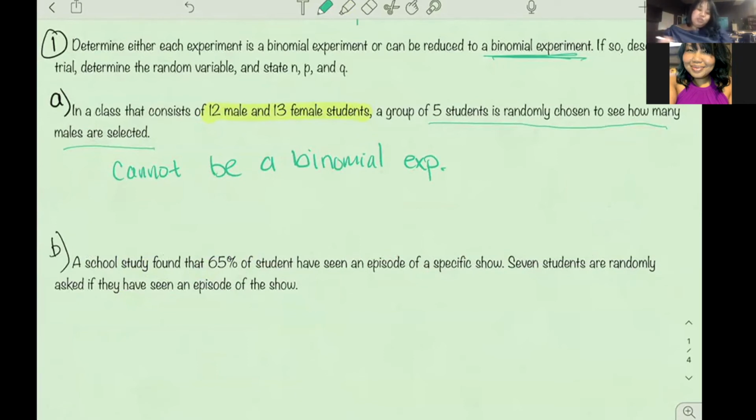So let's see the next one, because there's no point in us finding the other things if it can't be a binomial experiment. So let's try the next one. A school study found that 65% of students have seen an episode of a specific show. 7 students are randomly asked if they have seen an episode of the show.